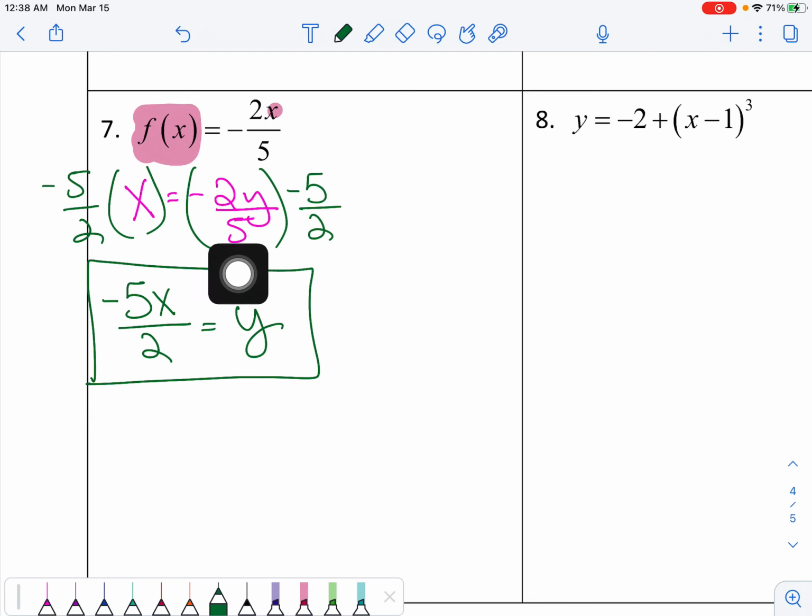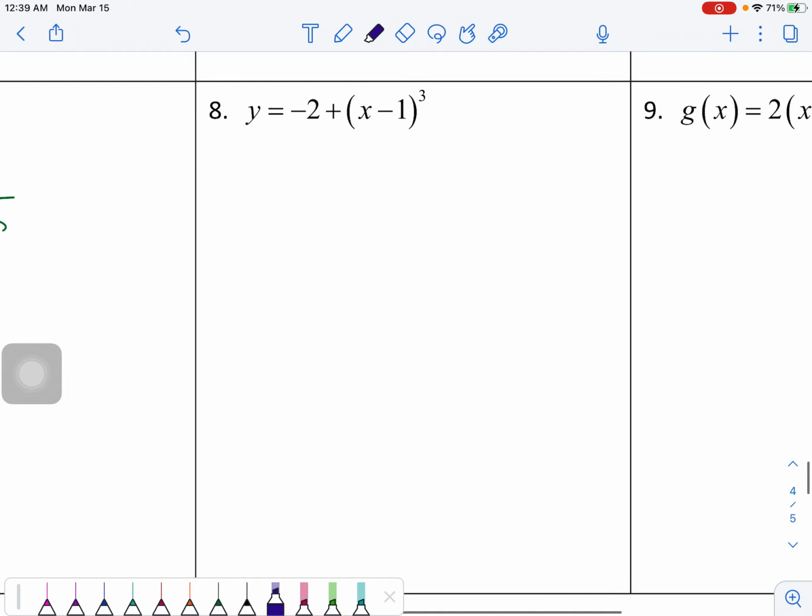Now again, you could have done it in 2 steps. You could have multiplied by 5 to get rid of this division and then divided by -2, which would get you the same answer. Just so you know. Different pathways, same answer. It's all good.